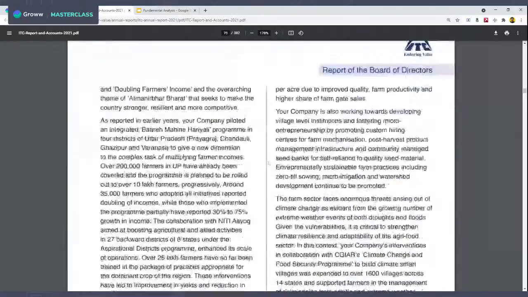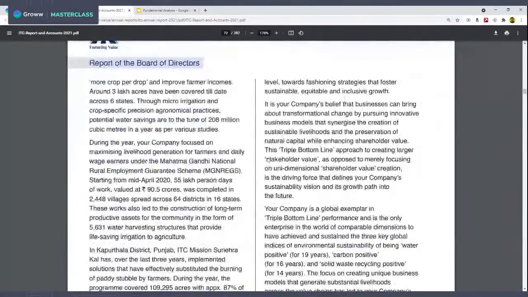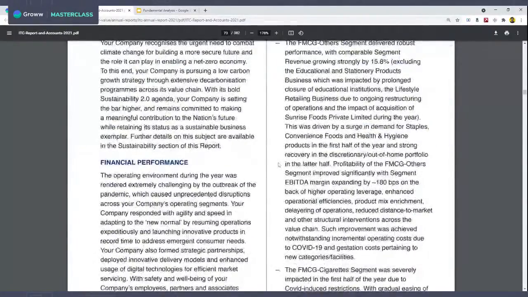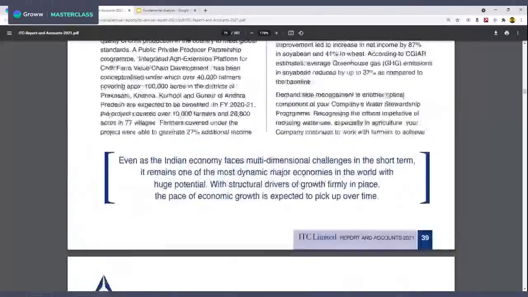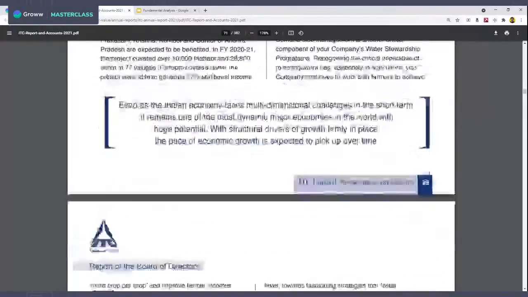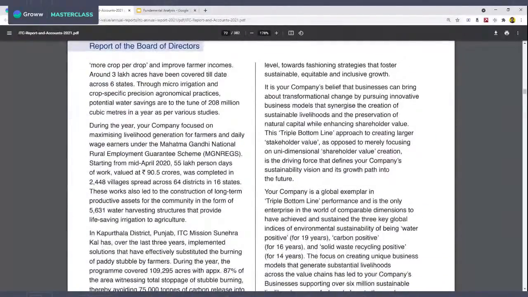Now, if you keep going down, you will see the management discussion analysis is massive. See how much discussion analysis that they've done. So apart from covering the major factors of socioeconomic policies, they also talk about some smaller things, right? For example, what is happening to the company. During the year, the company focused on maximizing livelihood generation for farmers and daily wage earners, because they deal with a lot of farmers directly under the Mahatma Gandhi National Rural Employment Scheme.